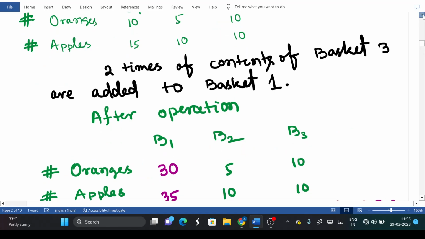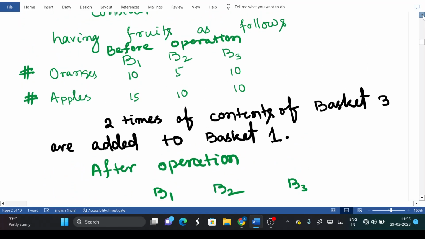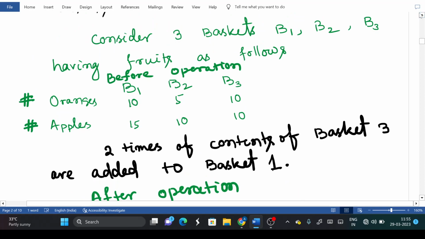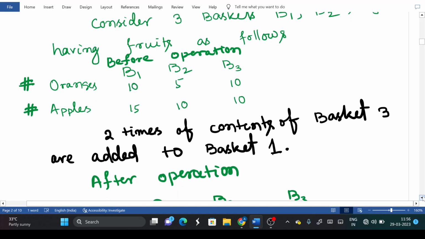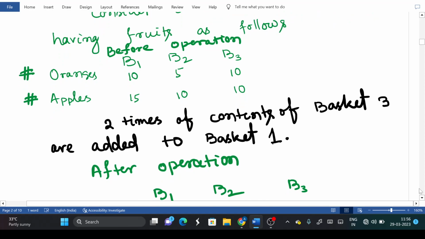Now let us understand its meaning, and we will stop the video with this understanding. Suppose I have 3 baskets B1, B2, B3, and in each basket some oranges and some apples are there. Suppose the first basket contains 10 oranges, 15 apples, the second contains 5 oranges, 10 apples, B3 contains 10 oranges, 10 apples. Now I will do the operation: 2 times the content of basket 3 is added to basket 1. What is basket 3 content? It is 10, 10. What is its 3 times? 30, 30.